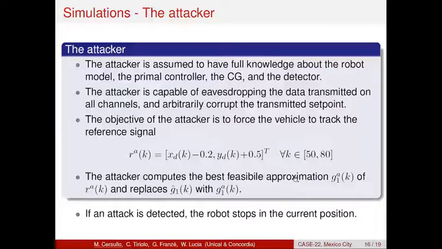Also, we suppose that the attacker has full knowledge of the robot model, of the primary controller, of the CG, and of the detector. So the attacker is capable of eavesdropping the data transmitted on all channels and corrupting the transmitted setpoint. The objective of the attacker is to force the vehicle to track a different reference signal. And so the attacker will compute the best feasible approximation of this reference signal and avoid being detected by our detector. Also, if an attack is detected, the robot will stop in its current position.